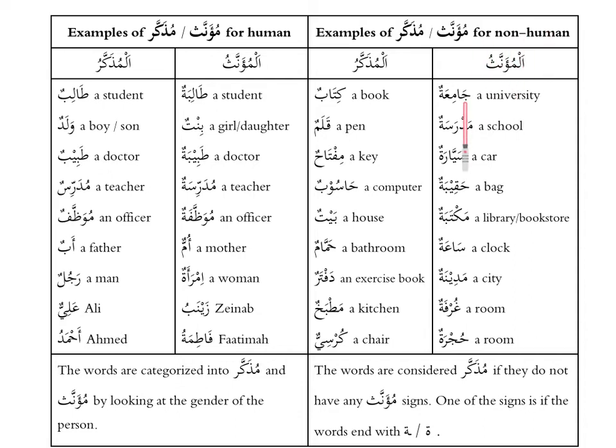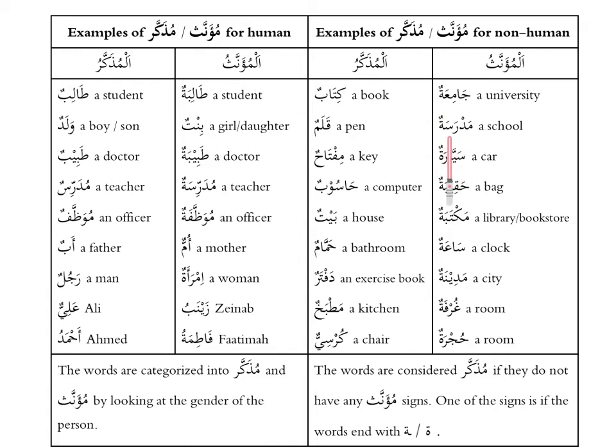The first word, jami'ah. Jami'ah, a university. So the word jami'ah is considered as mu'annas. How do you know this is mu'annas? By having this letter ta in the end. So by having this letter ta, this indicates that the word is a mu'annas word. So jami'ah is mu'annas.